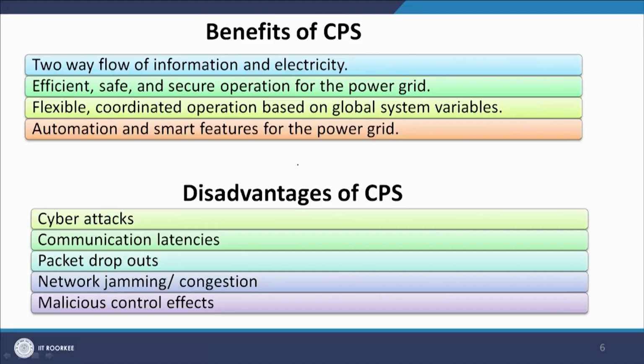Now, what are the benefits as well as challenges with respect to a cyber physical system? If you have a cyber physical system in place, then two-way information and electricity flow is possible. Two-way flow of information and electricity is possible when the system is cyber physical in nature. Efficient, safe and secure operation of the power grid, you can expect that to happen. Flexible, coordinated operation based on global system variables can be achieved. Automation and smart features of the power grid are possible.